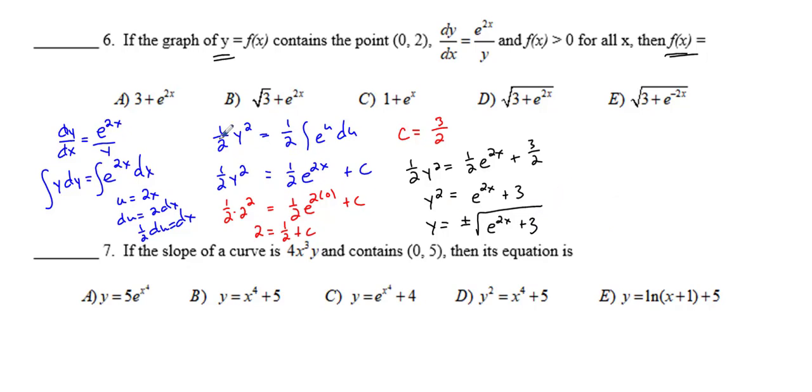Now, do you guys see a plus or minus e to the 2x plus 3 anywhere? However, they told us the function f of x, or y equals, is positive for all values of x, right? So that means we only need the positive value of this. So y equals square root e to the 2x plus 3. Our addition is commutative, so our answer will be D, right?